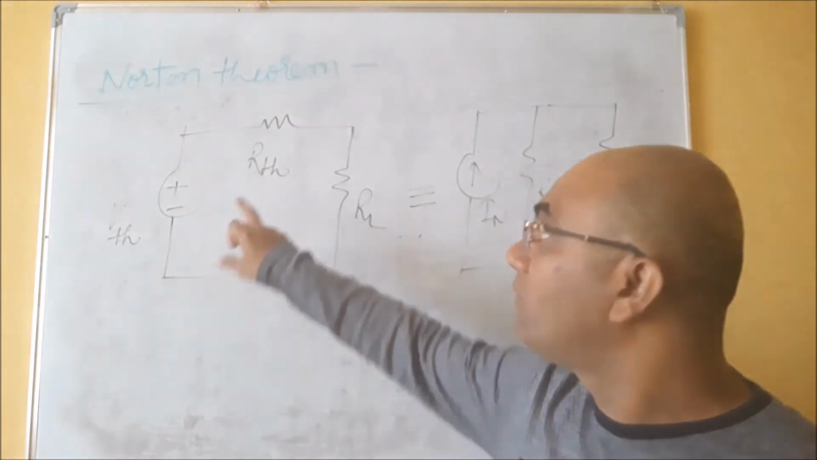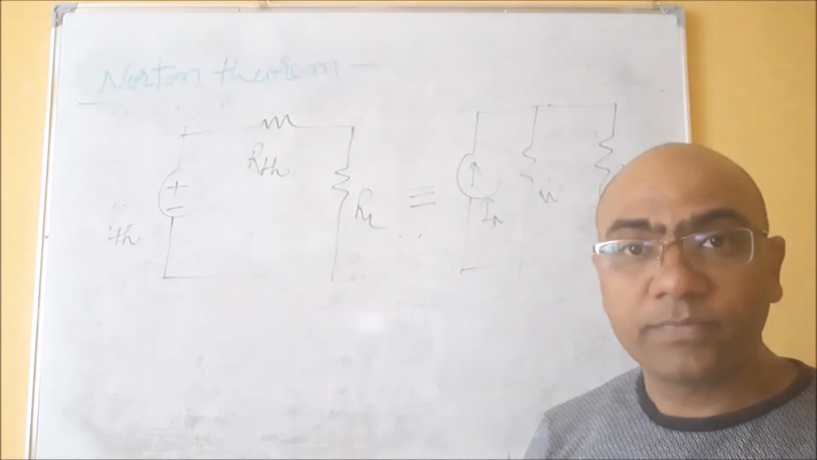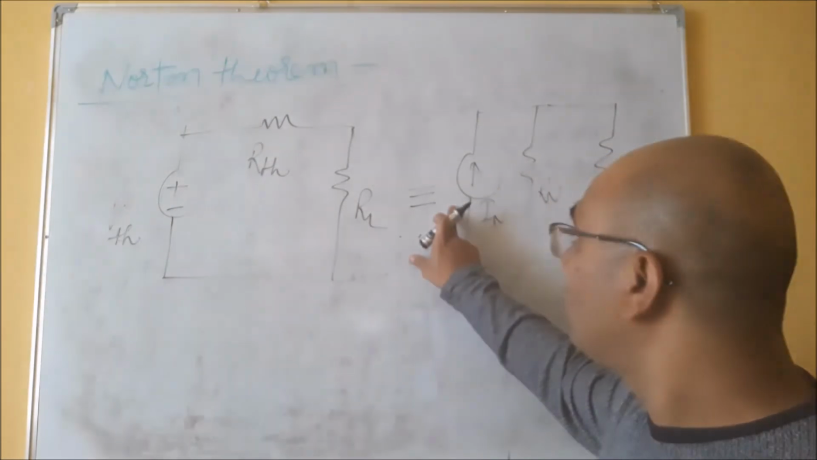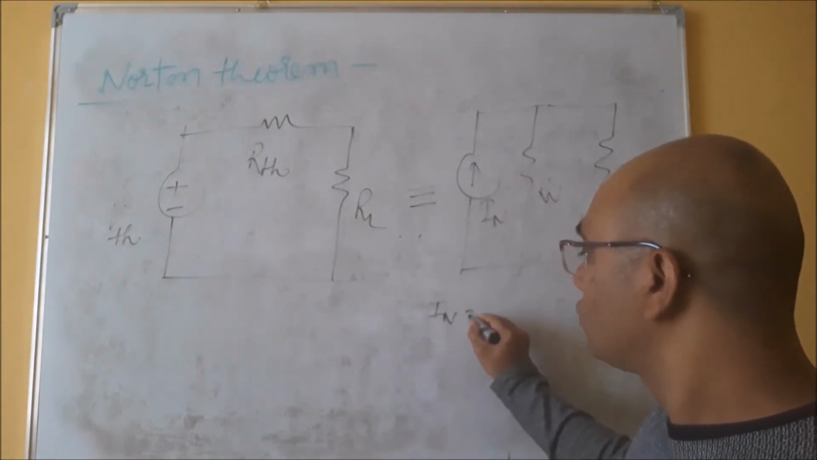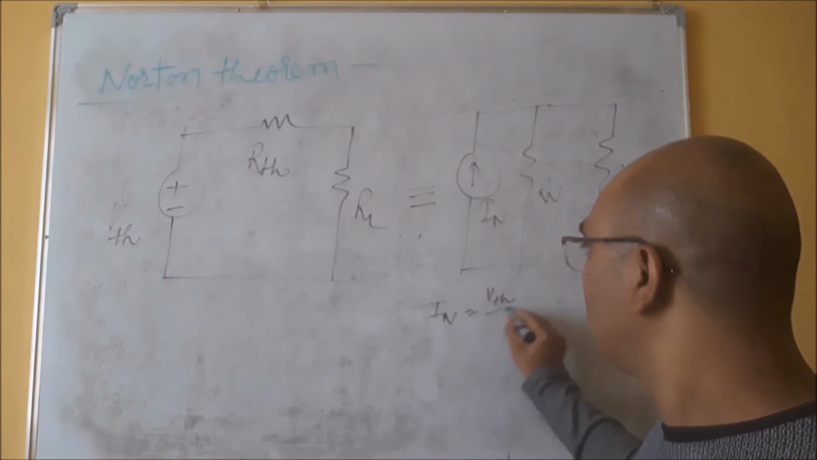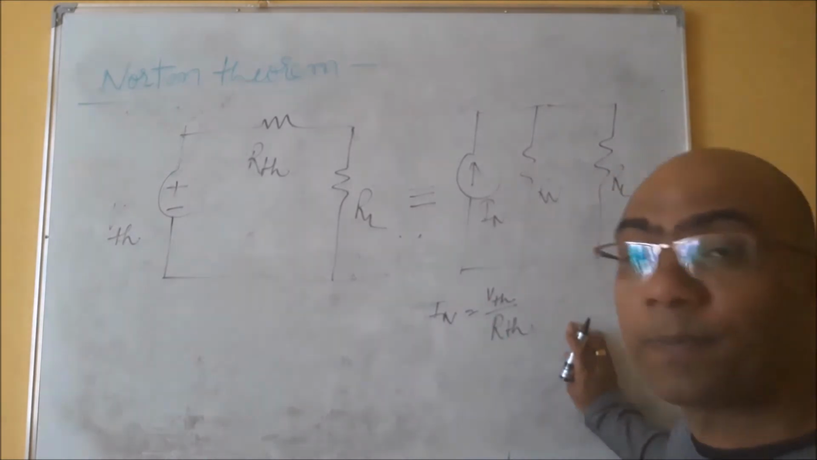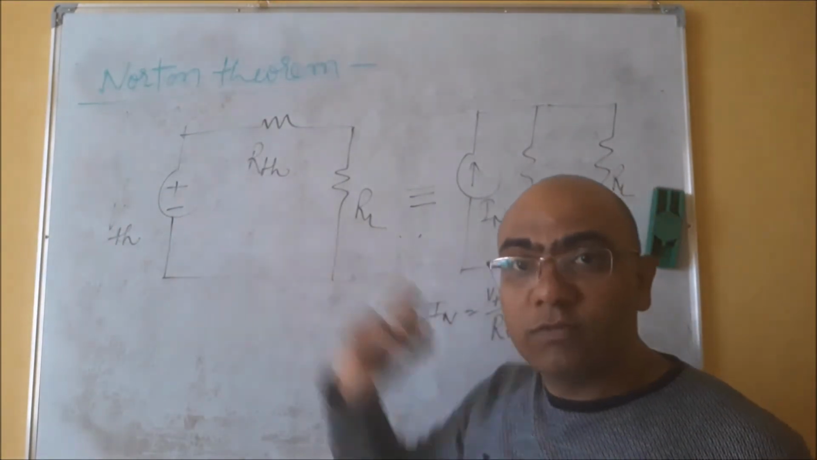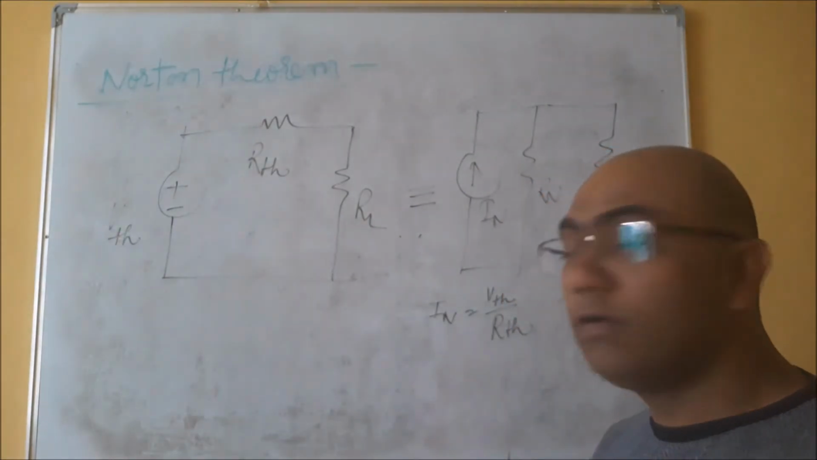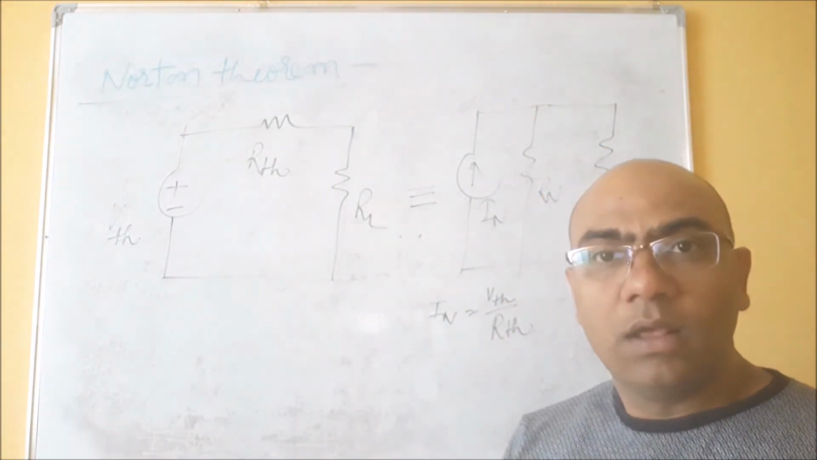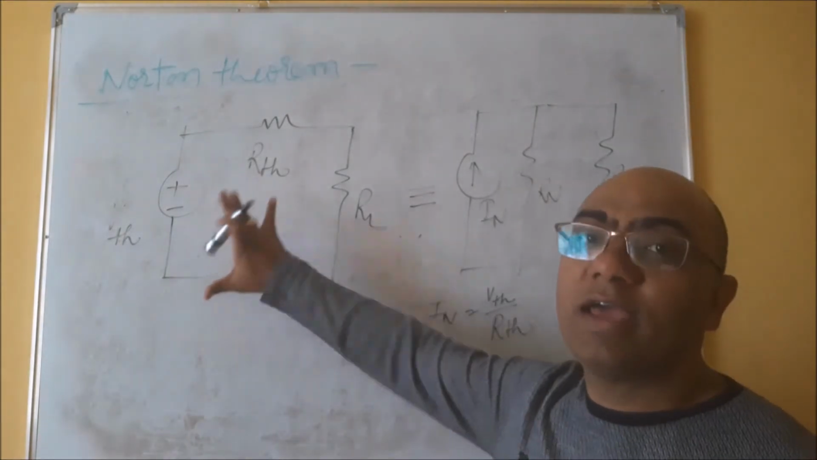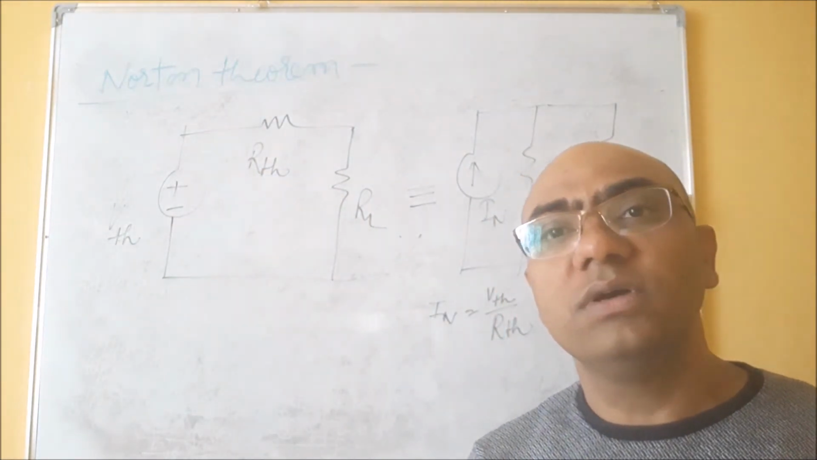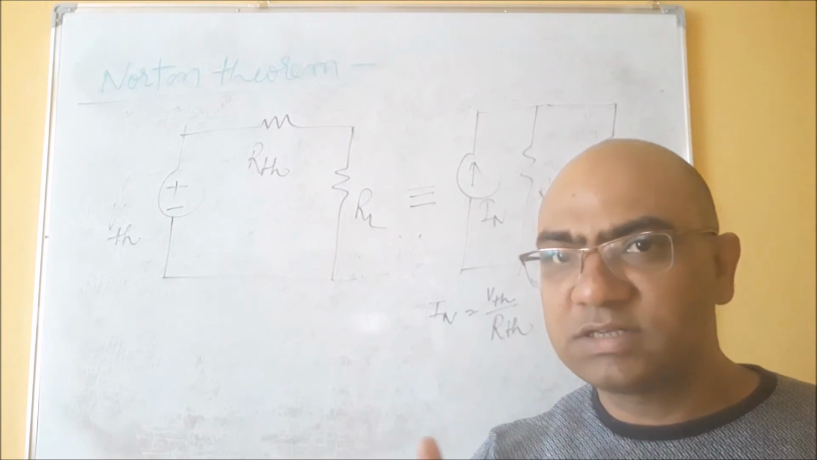And from the theory we know the values of RTH and RN are equal. Right? And if you see the value of IN here, IN will be VTH upon RTH, right? So if we divide this voltage by this resistance, we will get the value of current, and that will be the value of this IN. Hence we can say if we have any voltage source in series with a resistance, we can change it into a current source having a resistance in parallel with it.